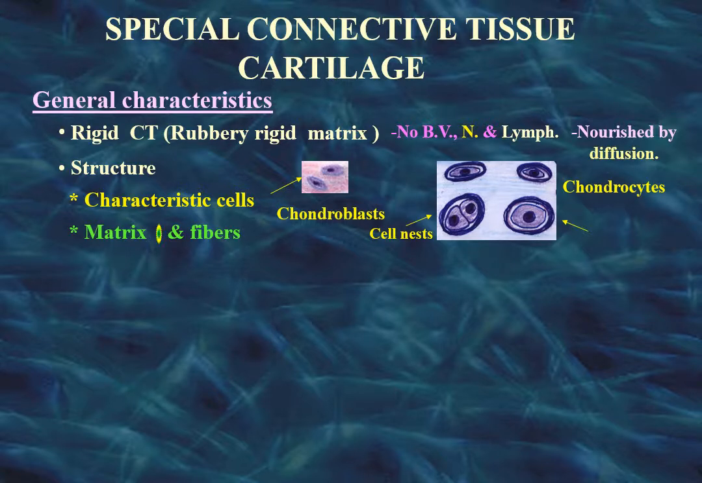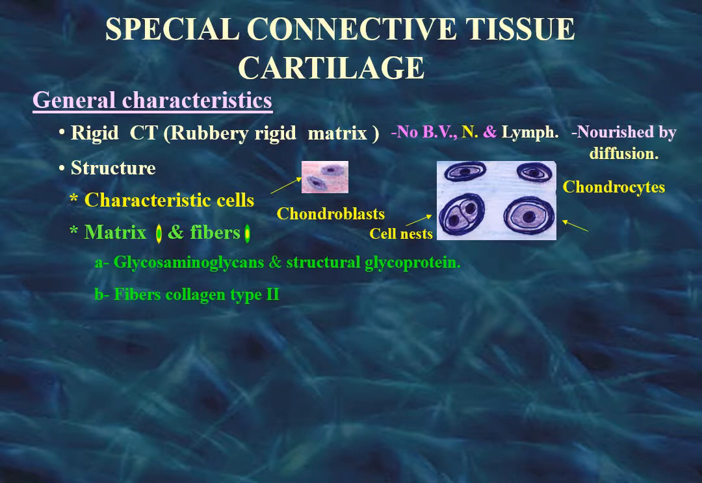The matrix is a complex mixture of glycosaminoglycans responsible for the basophilia of the matrix, formed of hyaluronic acid and chondroitin sulfate. In the matrix, there is also structural glycoprotein, mainly chondronectin. The fibers present in the matrix are collagen fibers type 2 and elastic fibers.